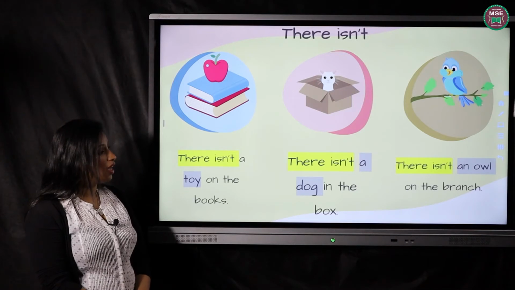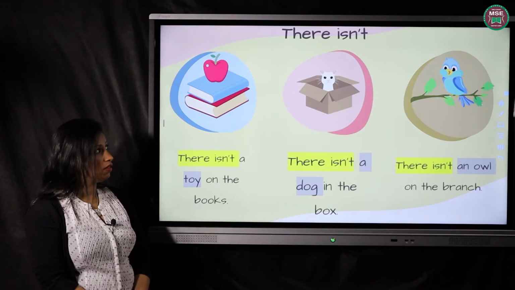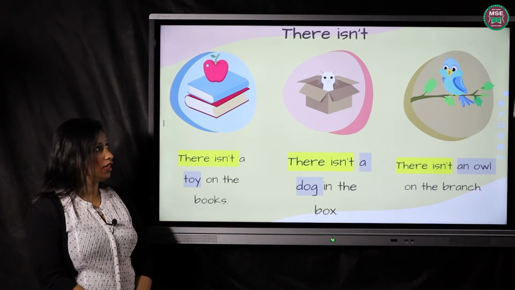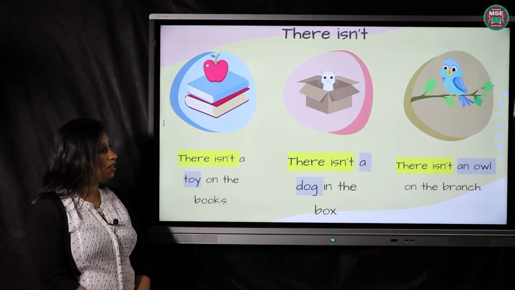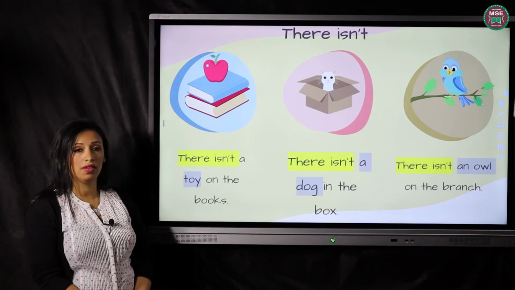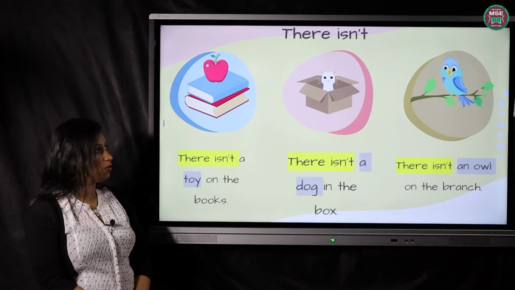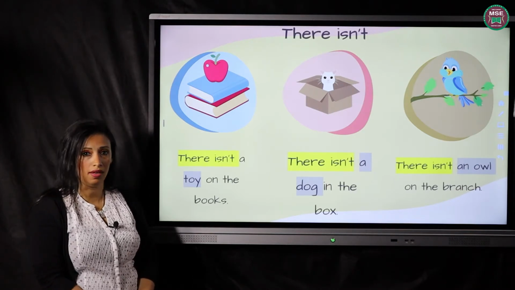Okay, there isn't a dog in the box. Look at the box. Can you see a dog or something? No. So we are going to use there isn't a dog in the box. Also there isn't, because we are talking about one thing.